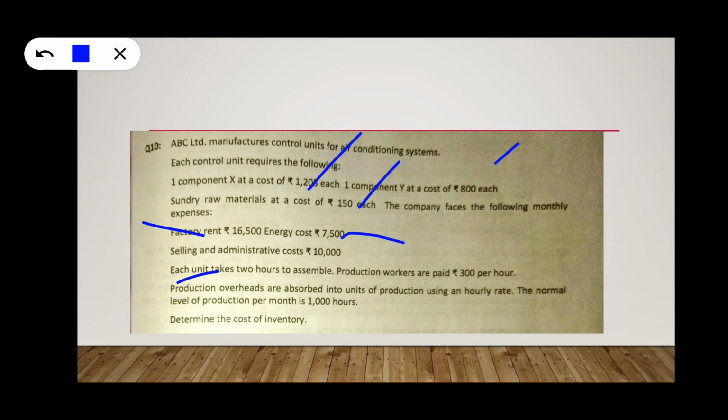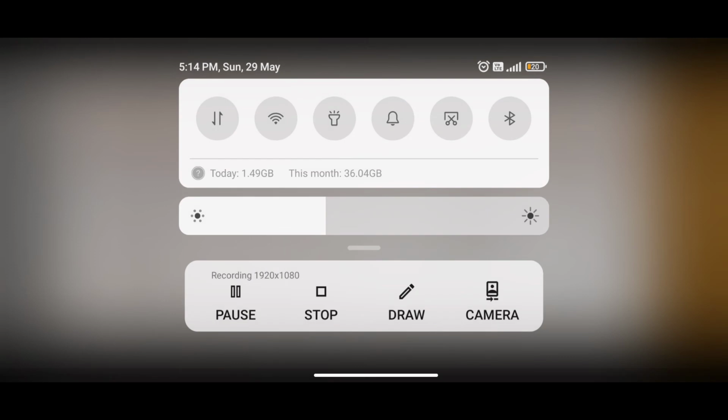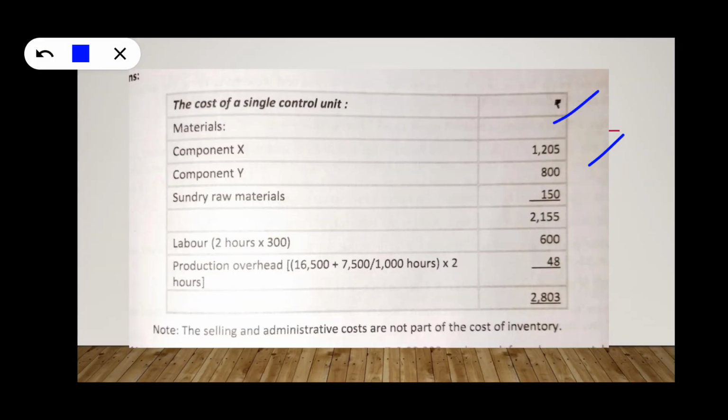We know factory rent and energy cost should be added because they are overheads, and the selling and distribution expenses shall not be added. Each unit takes 2 hours to assemble, at 300 per hour, and production levels are measured in units of production using an hourly rate. The normal level of production per month is 1,000 hours. So material cost is component X 1,205, component Y 800, and raw material cost 150. This is the cost of purchase, and what follows is the cost of conversion.